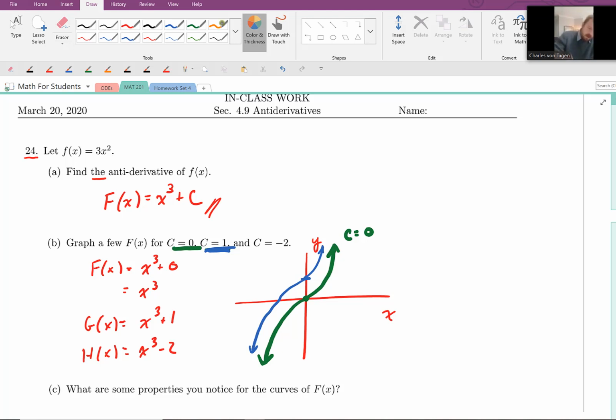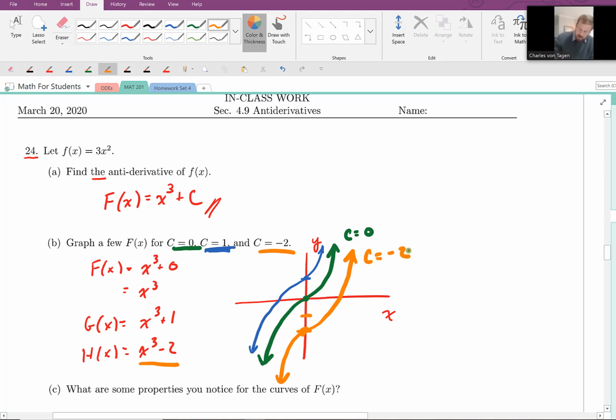Let's go ahead and graph the third one when c is equal to negative 2. That's this function right here, x cubed minus 2. To plot that, we could go ahead and drop down 2 from the original point of 0, 0, and sketch the graph. This is when c is equal to minus 2. And I think I forgot to label this. This first one was when c is equal to 1. These are sometimes called level curves of this function.